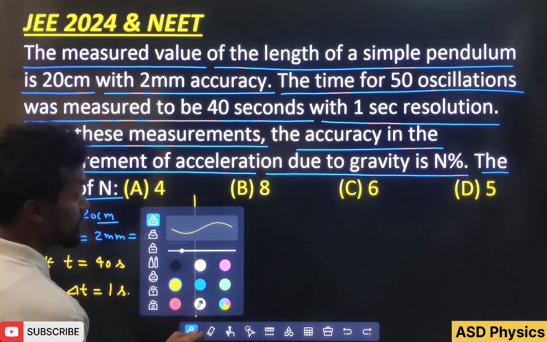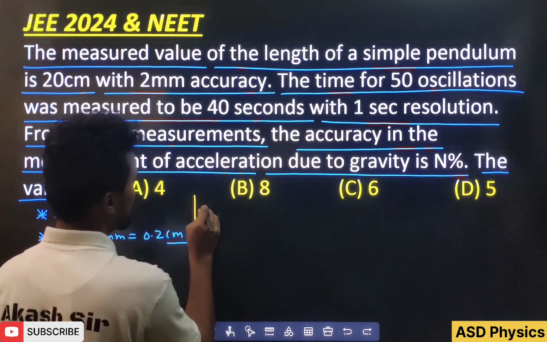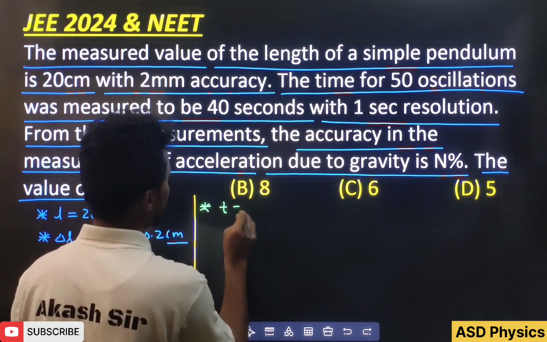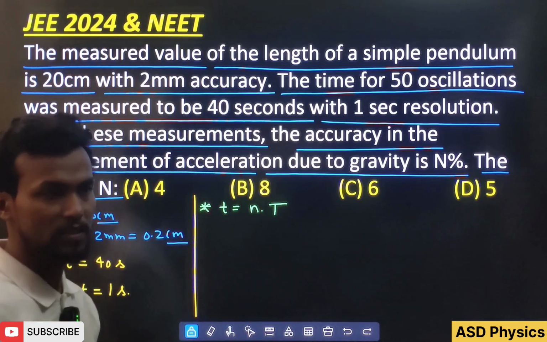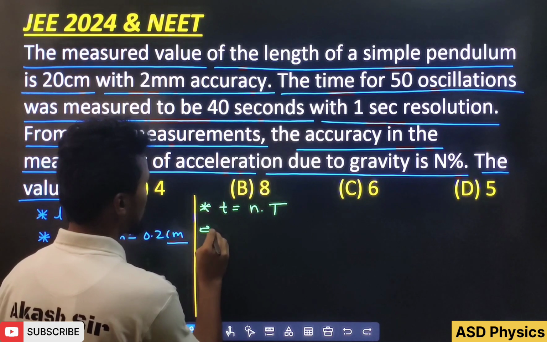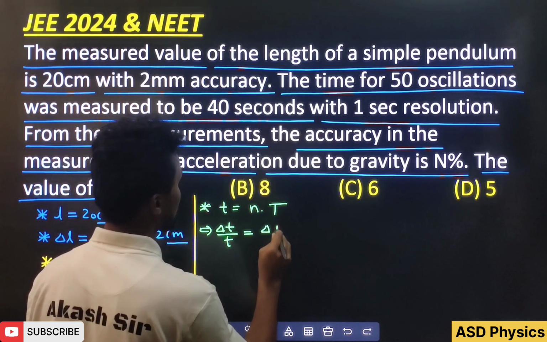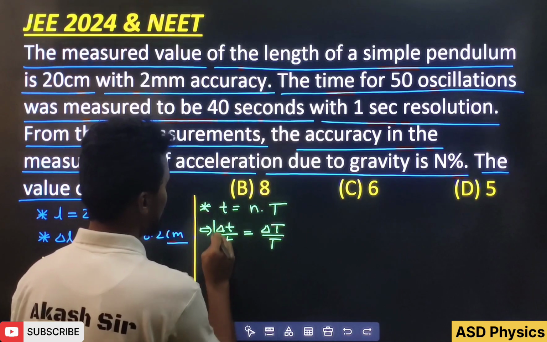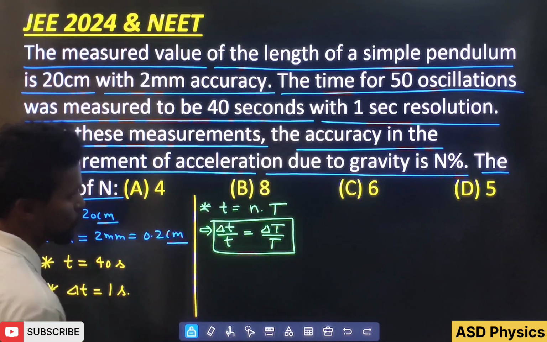After that, students, please remember the next thing: 50 oscillations are there. So I can tell you the total time is given by number of oscillations into time period. Correct now? Total time is number of oscillations into time period. So n is not measured. That means I can write here, delta T by T is given by delta T by T. Now, very important, it will be used here, because the number of oscillations we are anyhow counting.